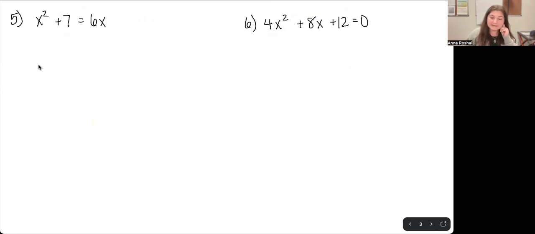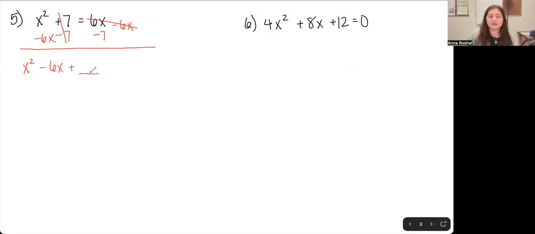Okay, so 5 and 6 we're asked to complete the square. So one of the things that we always want to do when we complete the square is make sure that we're getting the x's on one side and the number on the other side. So I'm going to real quick subtract 7 from both sides and subtract 6x from both sides. So that way these guys will cancel and I'll have my x squared and 6x on the same side. And I know eventually I'm going to need to add the same thing to both sides of the equation. So I'm just going to go ahead and put it in right here.